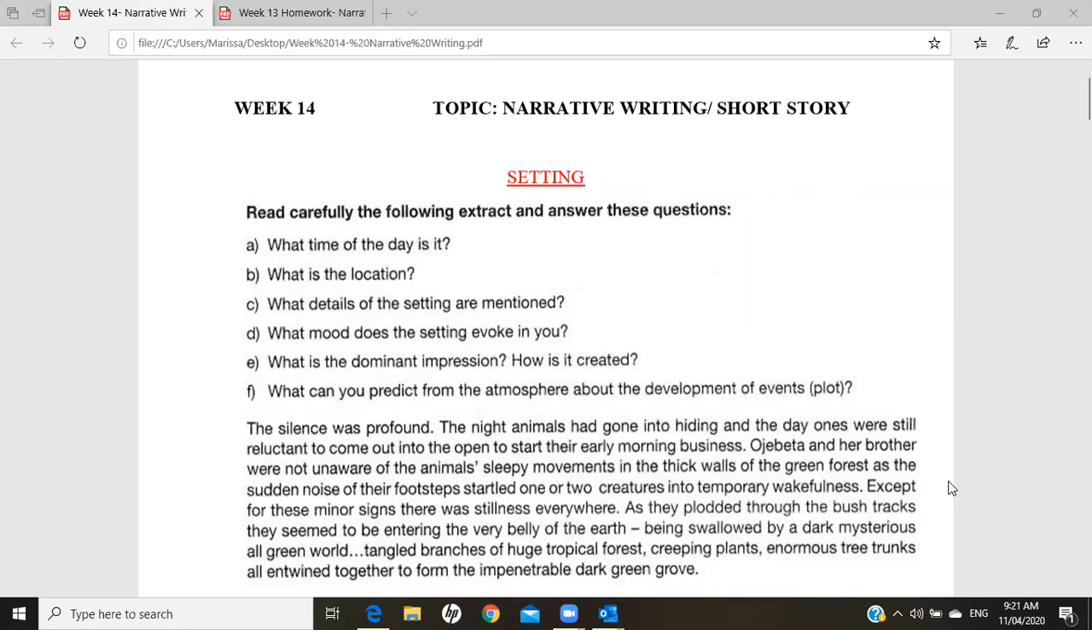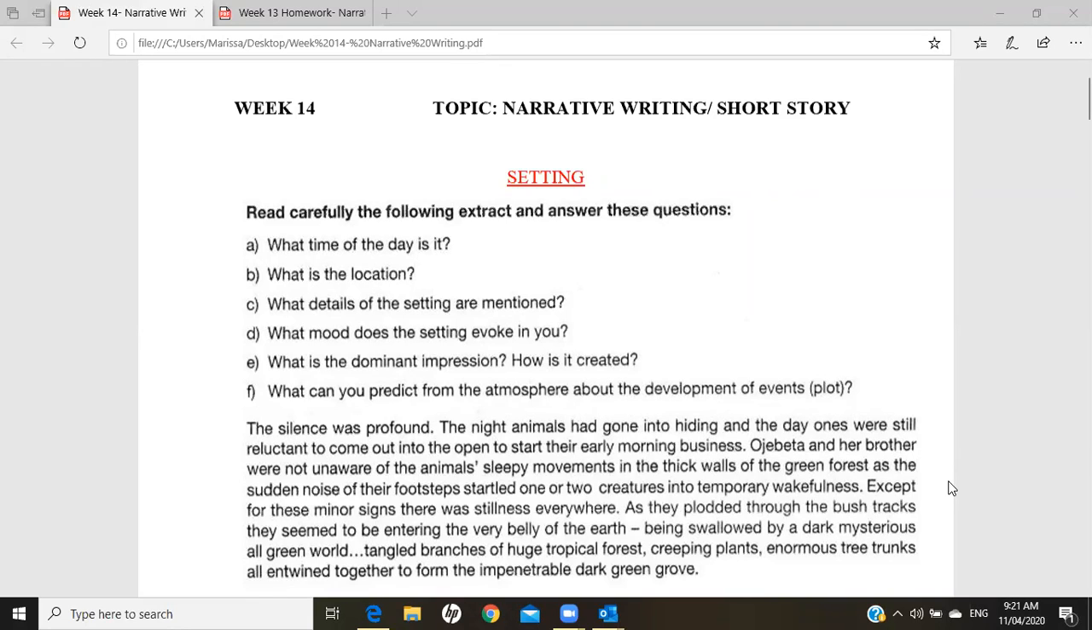Miss, what is that person's name? Ojebeta and her brother. Ojebeta and her brother were not unaware of the animals' sleeping movements in the thick walls of the green forest as the sudden noise of their footsteps startled one or two creatures in temporary wakefulness.